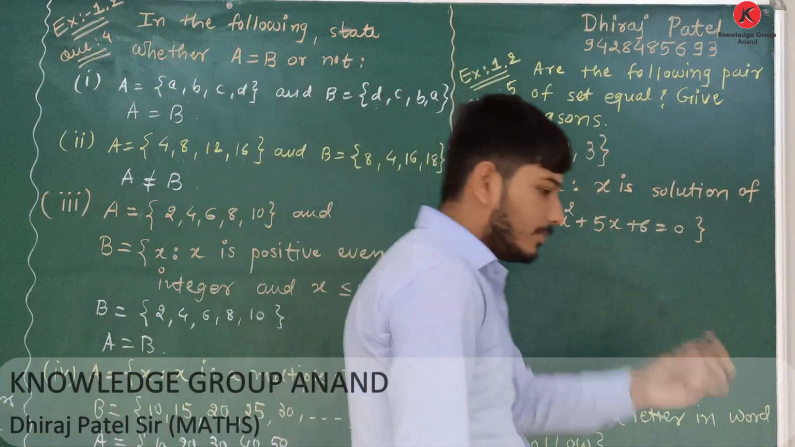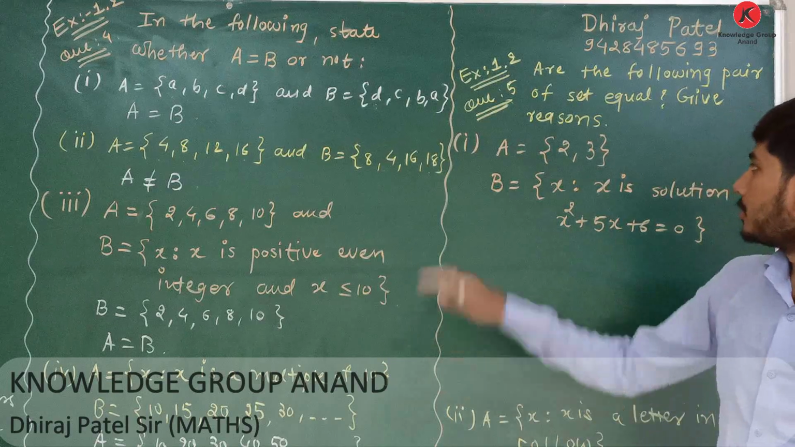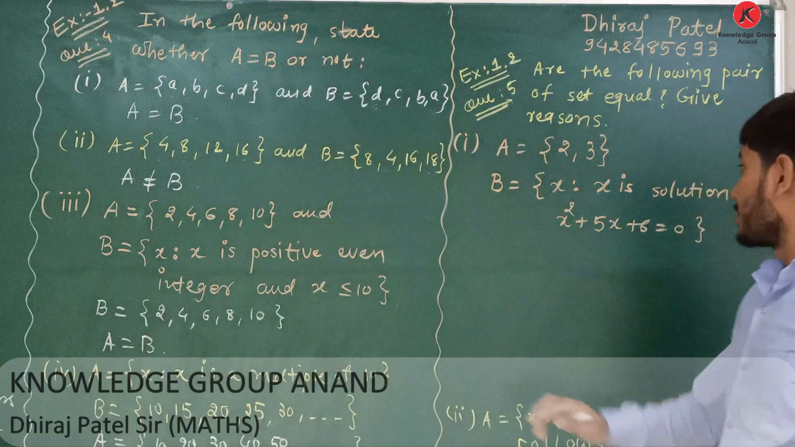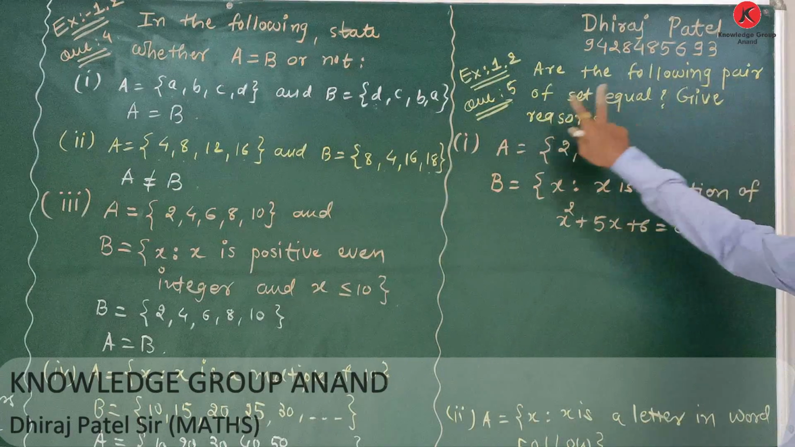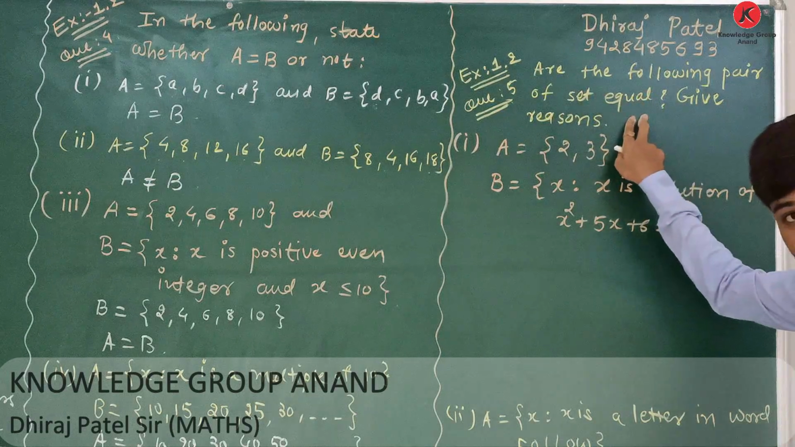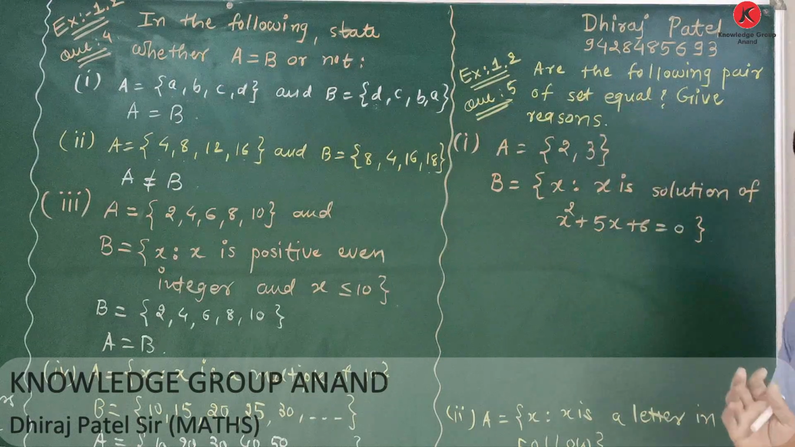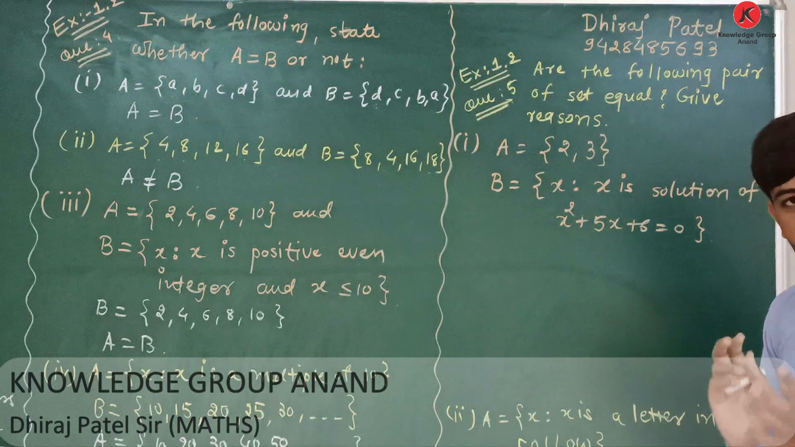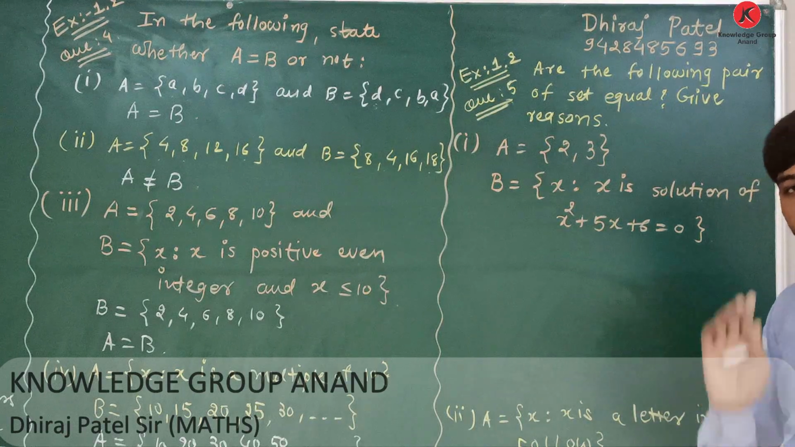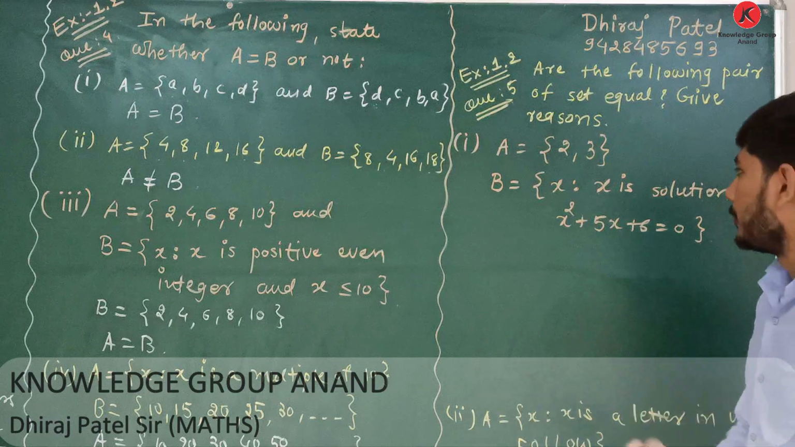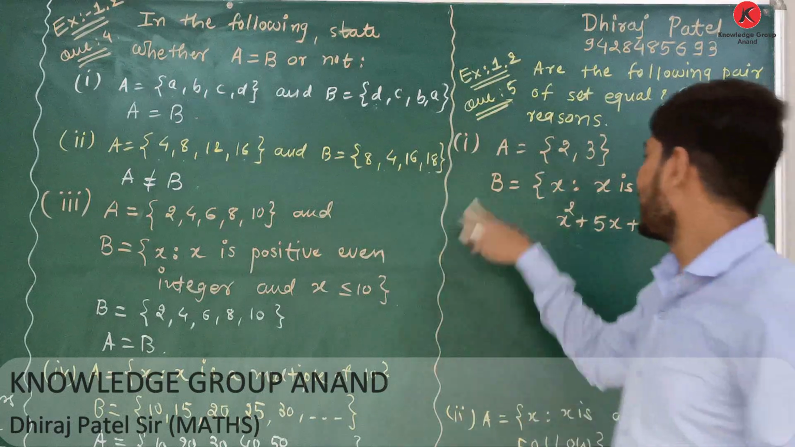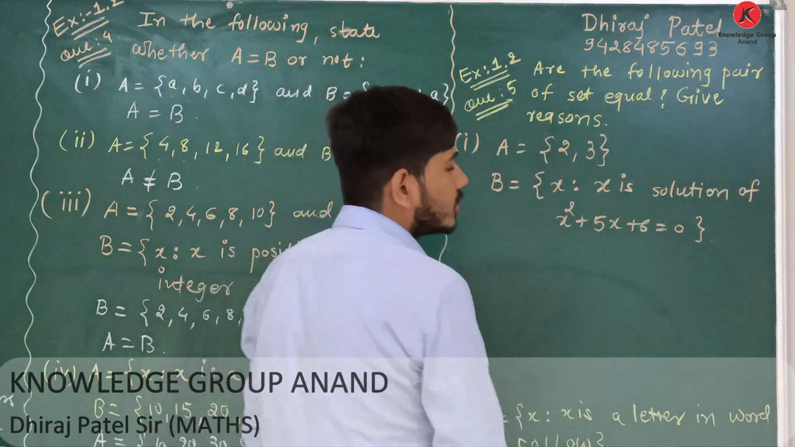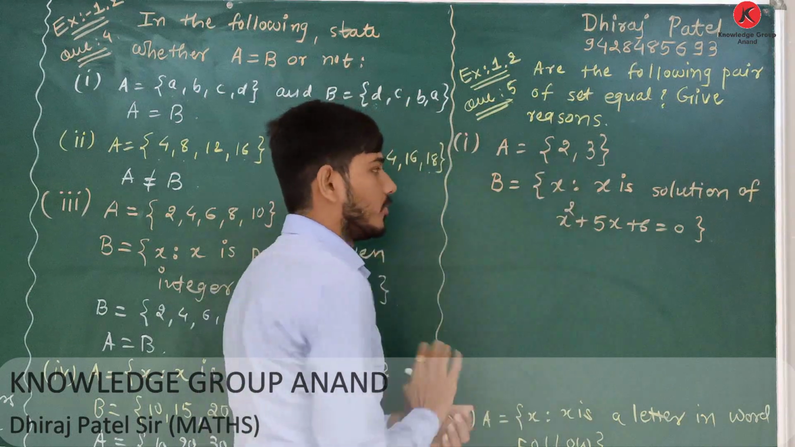Now we are going for exercise 1.2, question number 5. The question is, are the following pairs of sets equal? Give reasons. If they are equal, then give a reason. If they are not equal, then also give a reason. Now, first question, set A equals 2, 3. Okay, it is in roster form.